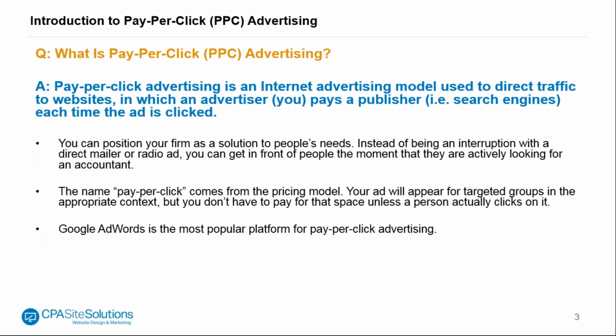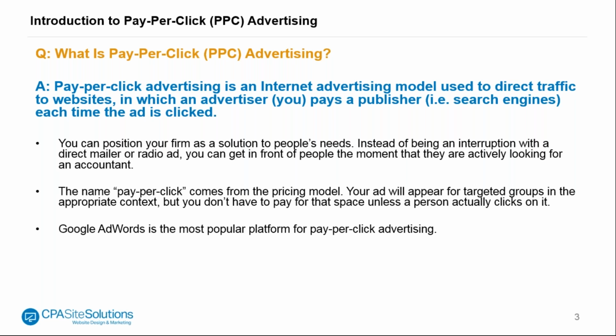All right, so first and foremost, what is PPC? Well, pay-per-click advertising is an internet advertising model used to direct traffic to websites in which the advertiser, you, pays the publisher, search engines in this case, each time the ad is clicked. Essentially, you pay every time someone shows and engages with your ad rather than each time you show an ad, which is why this pricing model is so popular.